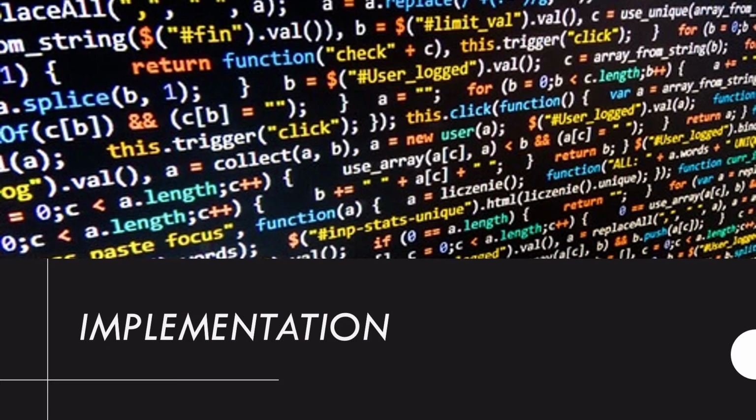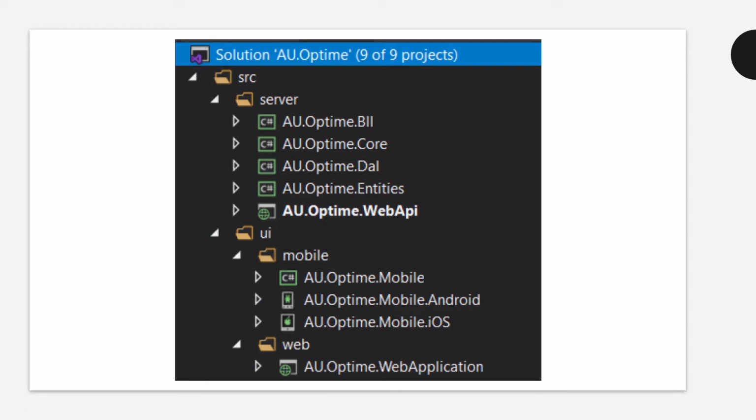Now I am going to talk about how the project is implemented. A multi-layered architecture is used to develop the Optime application. The layers are BLL, which means Business Logic Layer, DAL, which stands for Data Access Layer, Core Layer, Entities, Web API, Mobile and Android layers.